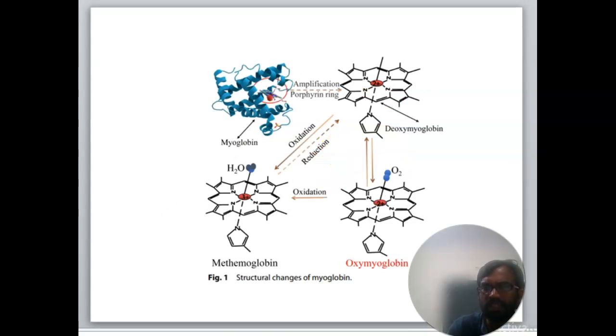This is one of the papers I took this picture from. I like this picture: the structure changes in myoglobin. You can see the control of myoglobin and the peripheral rings. It goes to deoxymyoglobin, then with addition of oxygen it changes to oxymyoglobin. Then after oxidation it changes to metmyoglobin, or simply the oxidation reduction process. This is the actual structure change of myoglobin, especially in meat products.